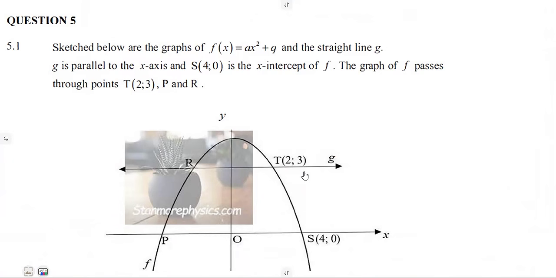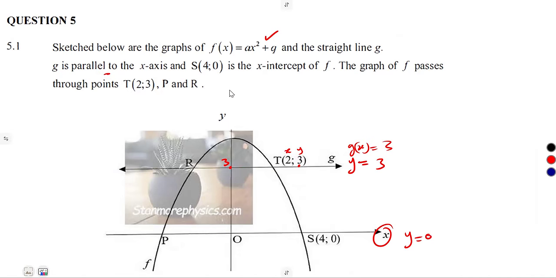All right, number 5, we have a sketch representing f of x, ax squared plus q, and a straight line g. The point 2, 3 represents T. This is a horizontal line, guys, parallel to the x-axis, meaning the y value at point T, which is 3, is the same value at every point on the line. Remember, horizontal lines: y is equal to a constant. So what is the y value? 3. So it is the graph of y is equal to 3, or just g of x is equal to 3.